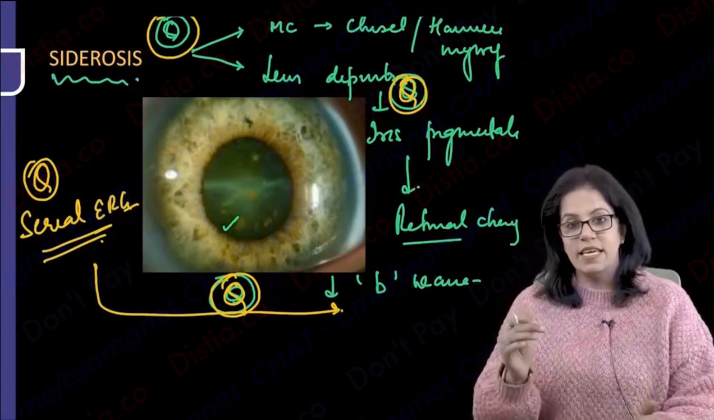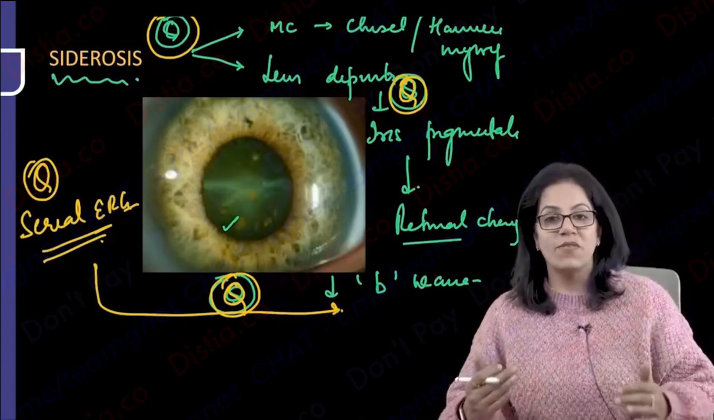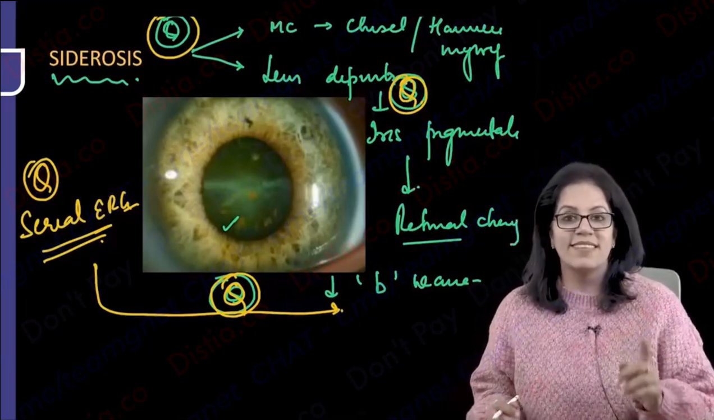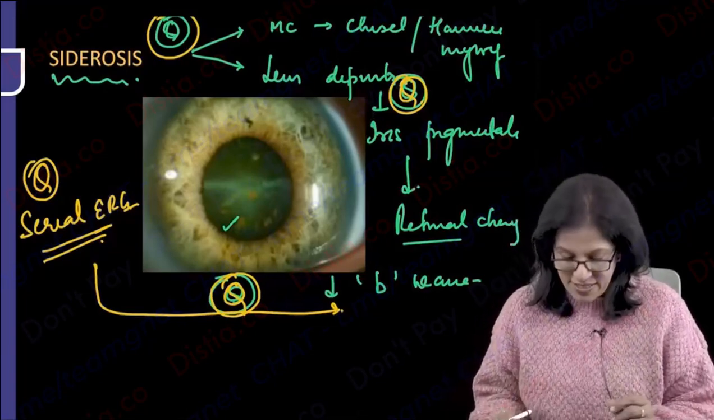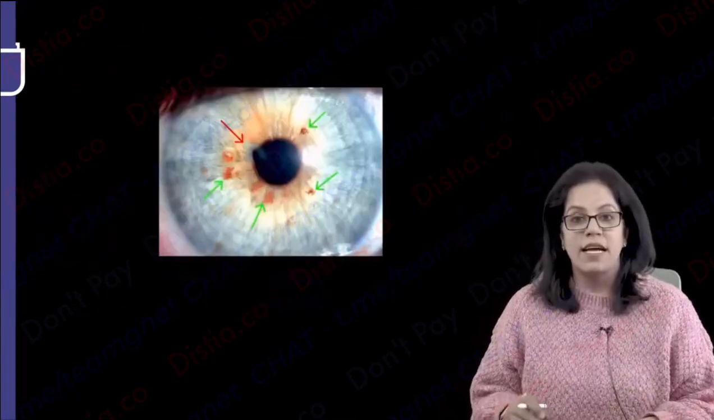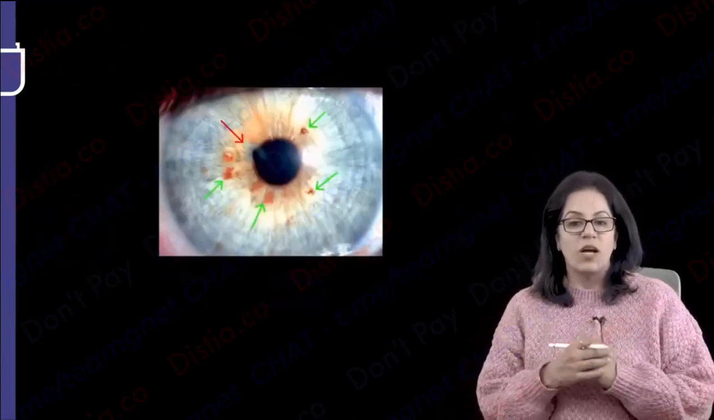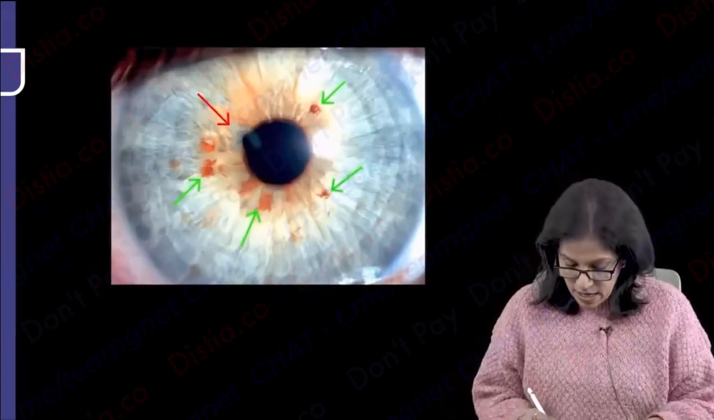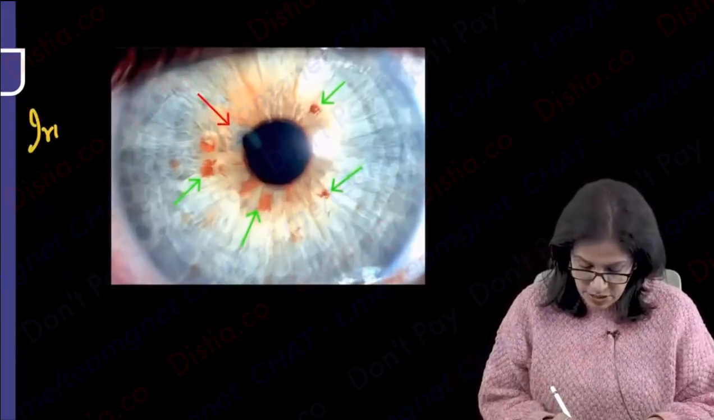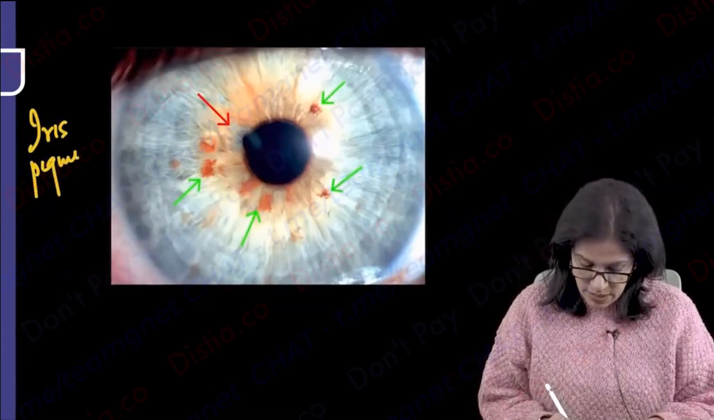Now another thing is, which is the most dangerous intraocular foreign body? Then you shouldn't answer iron. The most dangerous is considered to be copper. What you are looking at here is the iris pigmentation in siderosis. We are looking at the iris pigmentation in siderosis.